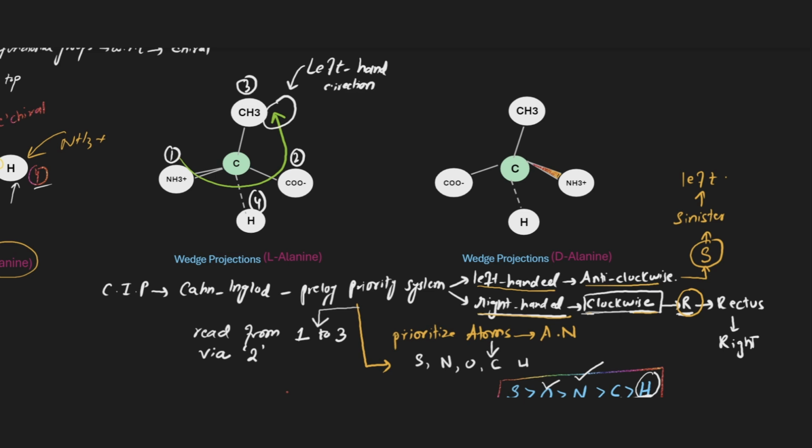And according to the CIP rule, if it is moving in the left hand direction, this molecule is oriented in the anti-clockwise orientation. So it has anti-clockwise orientation in this case. And when there is an anti-clockwise orientation in the RS configuration, it will be considered as sinister form. Sinister means left, so it will be considered as S configuration for that particular amino acid.